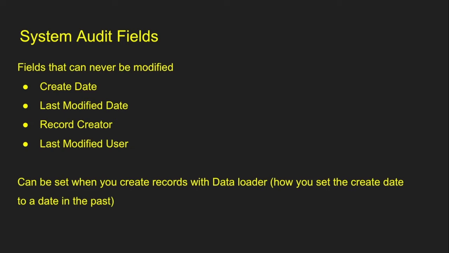If you need to load historical data, so let's say you have a record that was created before you got Salesforce and you want to backdate it, you can set these fields on creation with your data loader. You can set your create date, your last modified date, record creator, and last modified user. You can set those values when you create a record. That is the only time you can ever set them. Otherwise, it's always going to be done automatically for you by Salesforce.